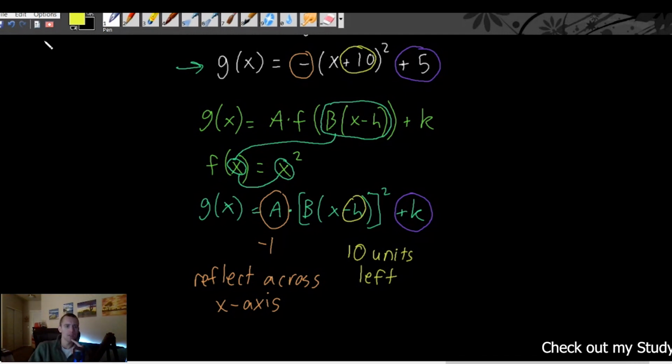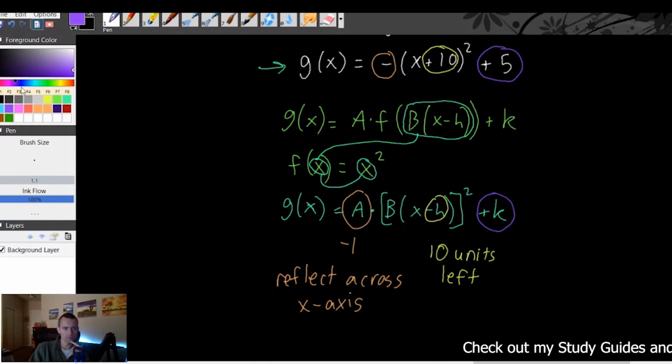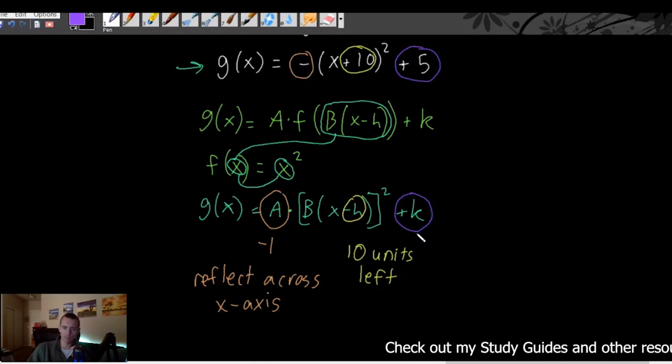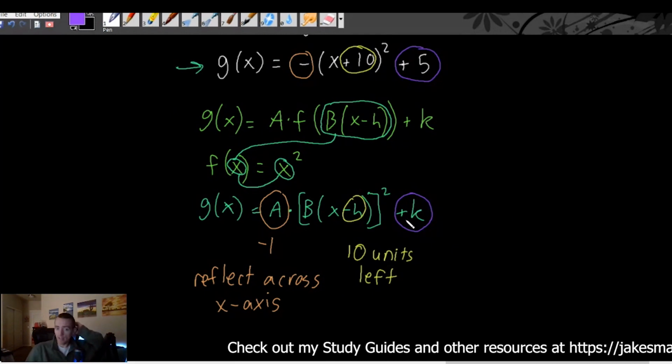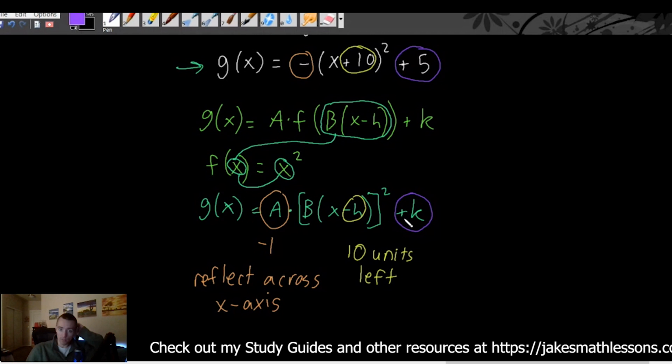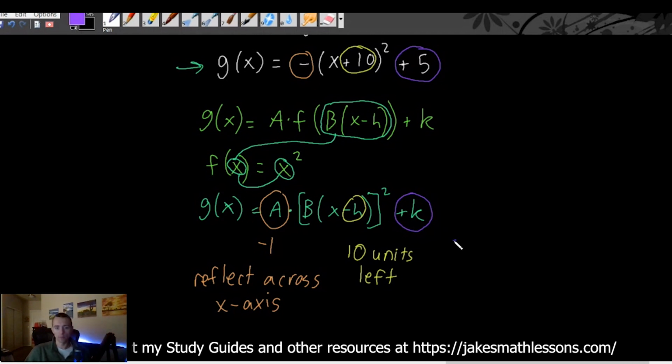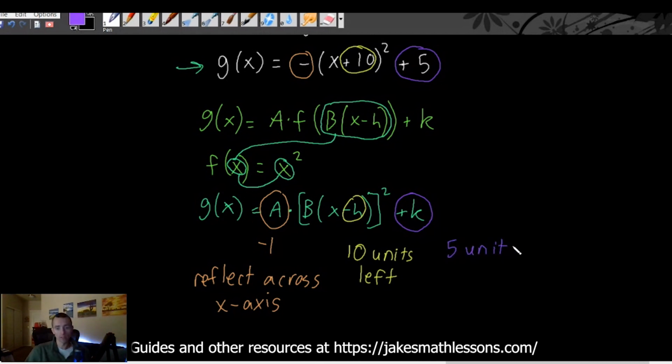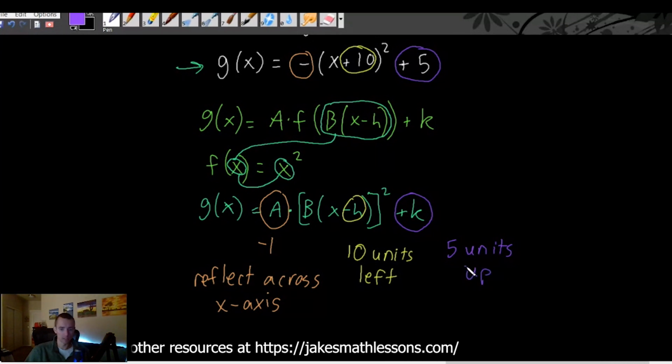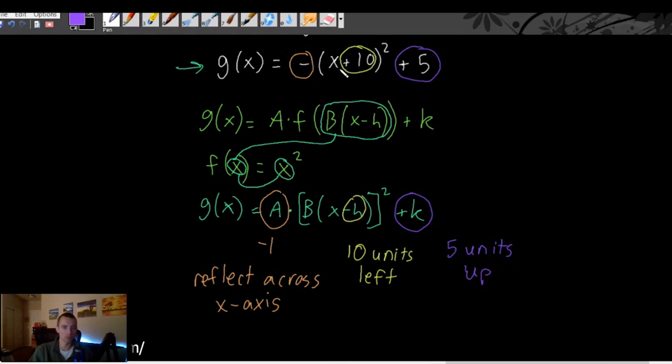Okay. Then finally, we do have this +5 out here. With k, our vertical shifting, that's going to behave the way you would expect it to. So +5 means we're going to move 5 units up in the positive y direction, 5 units up. So these are the 3 different transformations that are being applied from our parent function f to get to this function g that we were given here. Reflect across the x-axis, move it 10 units left, and then move it 5 units up.